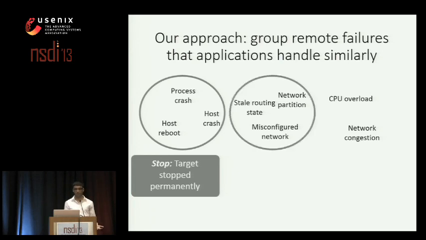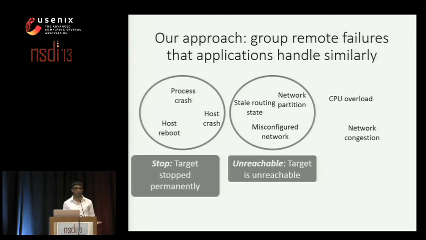Or consider these three failures: stale routing state, network partition, or misconfigured network. What is common for these failures is the knowledge that the target right now is unreachable, but it may be alive. So the client has to be careful while recovering, and it may have to use external coordination services to prevent instantiating multiple copies of the target.